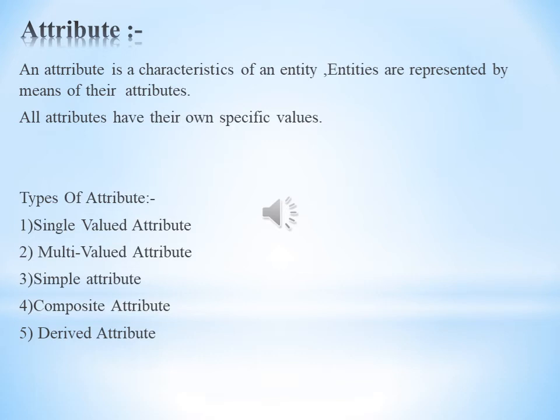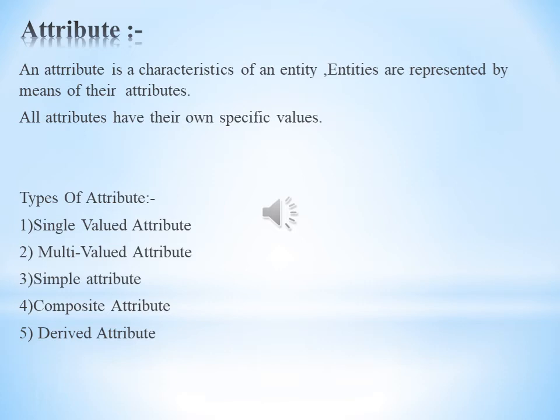Next is the attribute. An attribute is a characteristic of an entity. Entities are represented by means of their attributes. All attributes have their own specific values. This is the main thing about attributes: all attributes have their own specific value. For example, an employee entity may have employee ID, employee name, and salary as attributes.